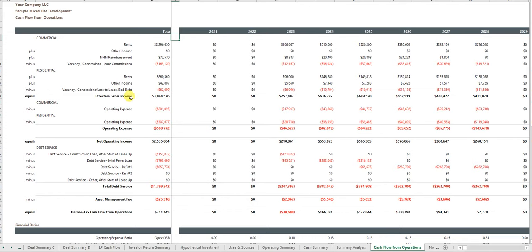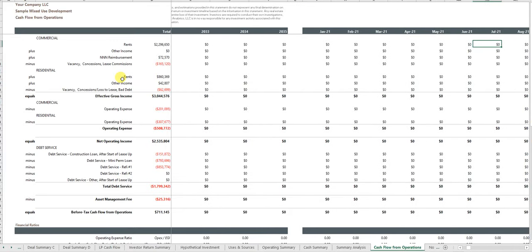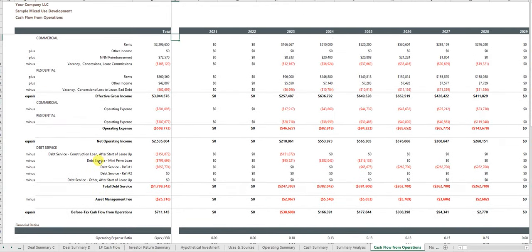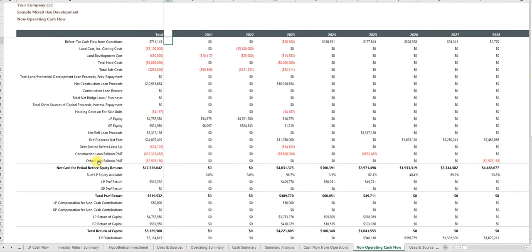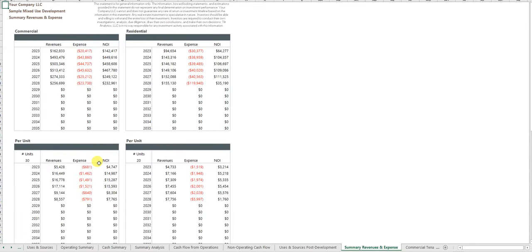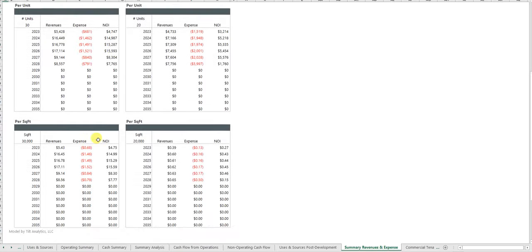Cash flow from operations summary. Again, you can see annually and then monthly if you like. Commercial, residential, debt service. Non-operating cash flow showing the breakdown to get down to how much money is available for returns to investors. Uses and sources after the development. Summary, revenues and expenses. You can see per unit, per square foot.